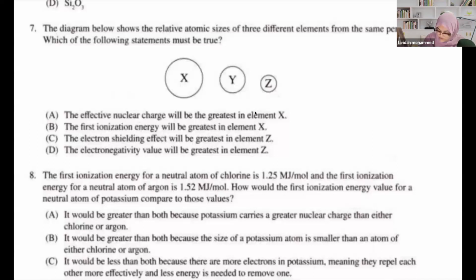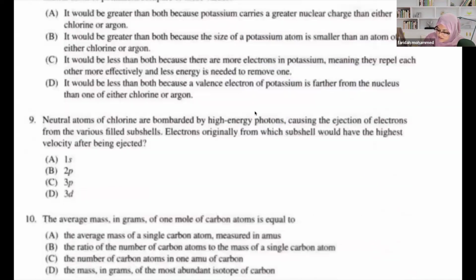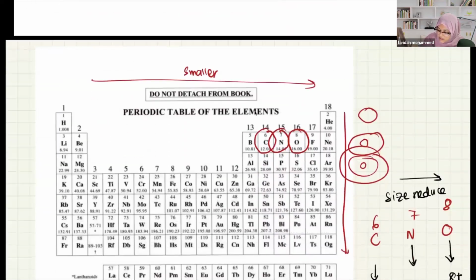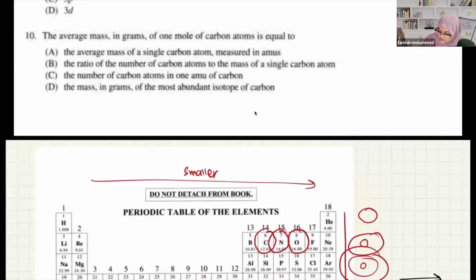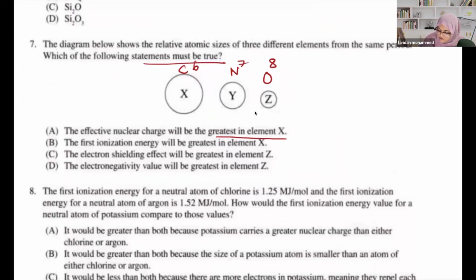So for number 7, let's see, which statement must be true? The effective nuclear charge will be the greatest in element X. Now, let's say this is carbon, nitrogen, and oxygen, and we have 6, 7, 8. So the effective nuclear charge would be greatest in element X. That's wrong. We know it's going to be more in the smaller one. It's going to have higher attraction.